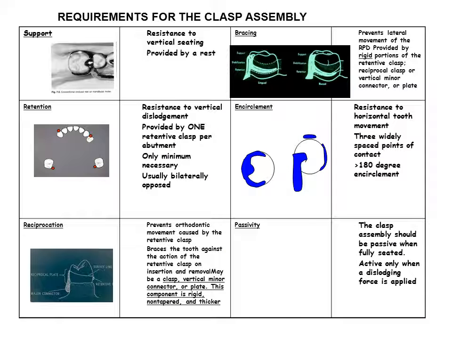This table shows the requirements for an acceptable clasp assembly. The requirements are that the clasp assembly provides vertical support, retention, reciprocation bracing, and when fully engaged, should be passive, exerting no force on the tooth. The clasp assembly should provide encirclement of the tooth greater than 180 degrees, to prevent movement of the tooth.